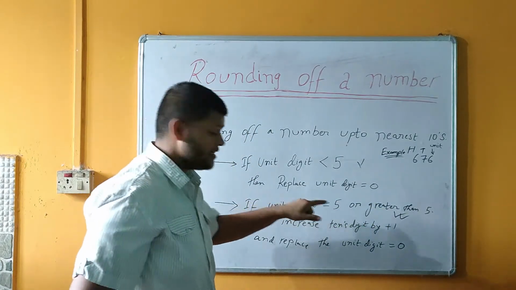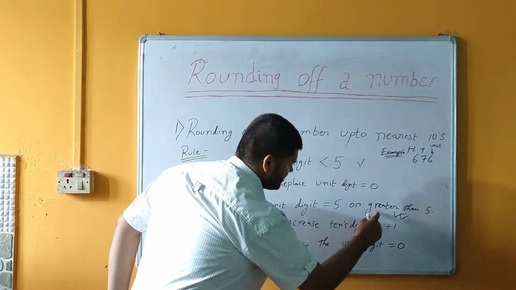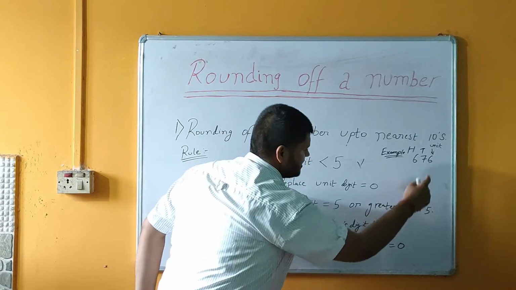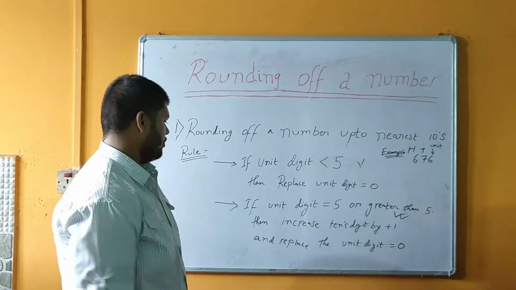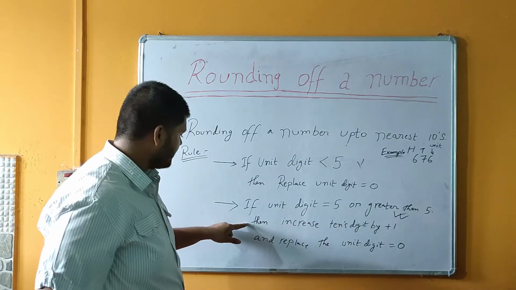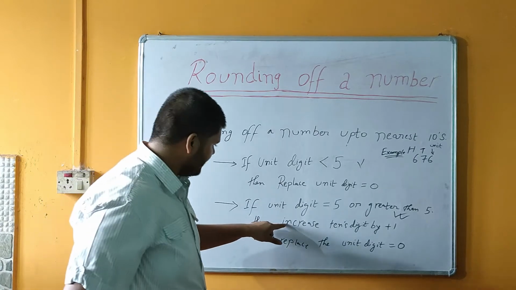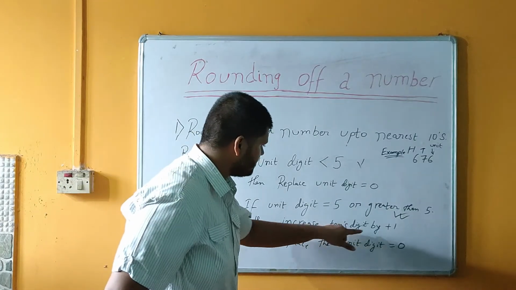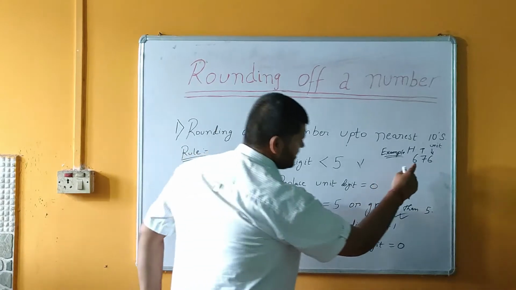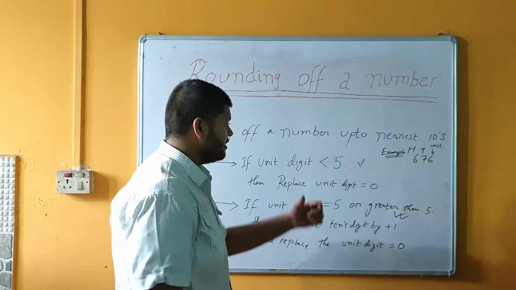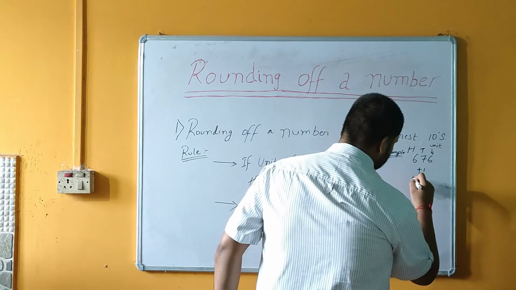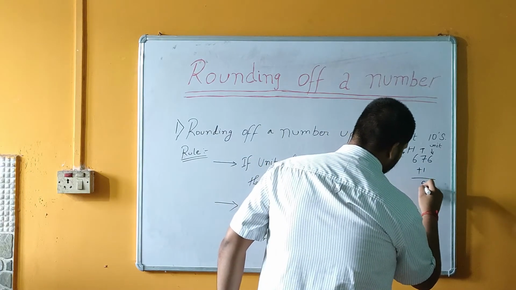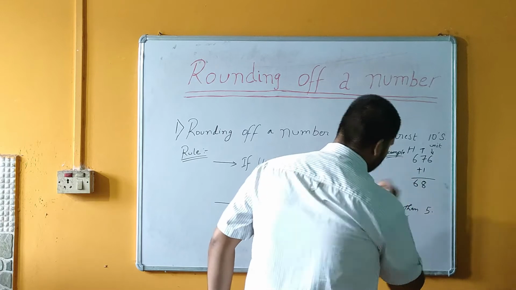If the condition is satisfied here, greater than 5, yes, this 6 is greater than 5, that means this condition is true. So we will go to the second line, which says increase tens digit by plus 1. Here the tens digit is 7, so it will be increased by plus 1. That means this 7 will become 8, and this will remain as it is.